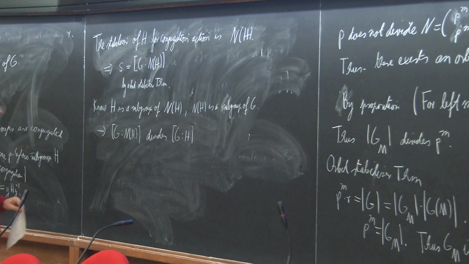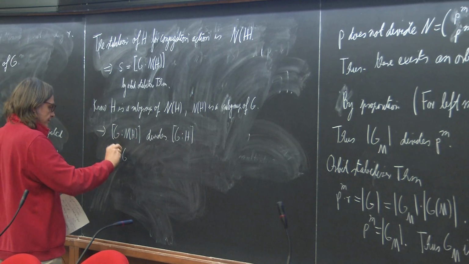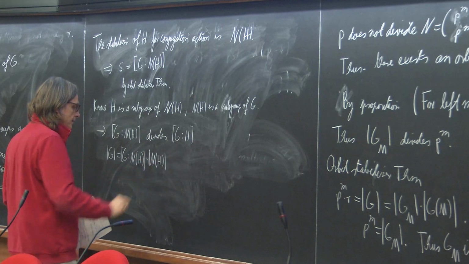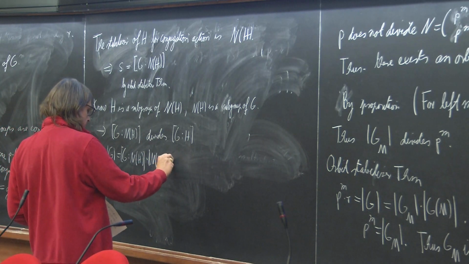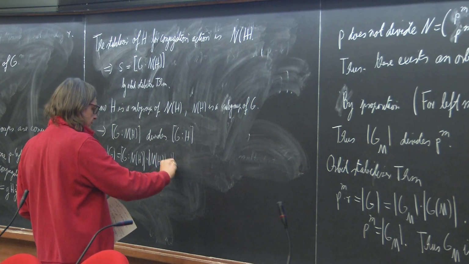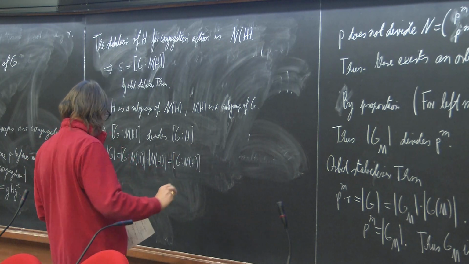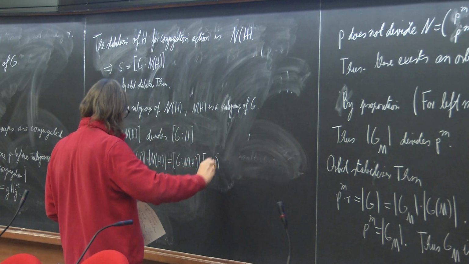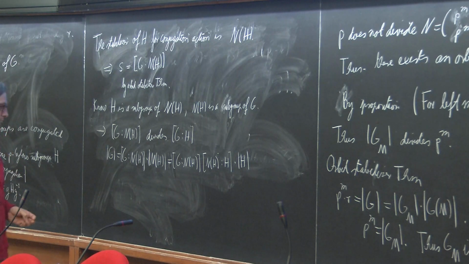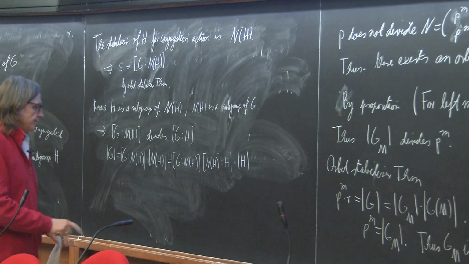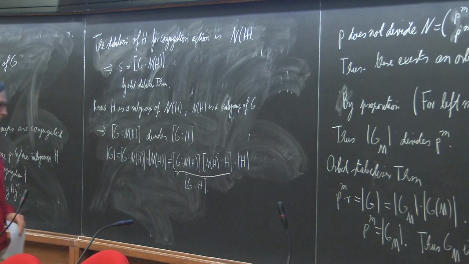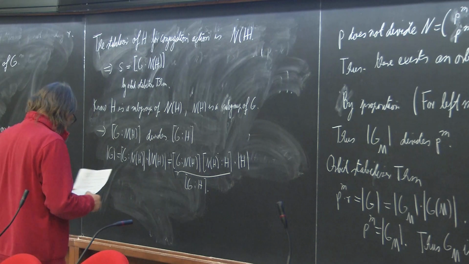Now, if you spell it out, the number of elements in G is equal to the index of NH in G times the index of H in NH times the number of elements of H. And then you can just reshuffle this and put it together, and this is the index of H in G. So you can see it divides it. Okay, anyway, I didn't need to do it like that, but it's clear.